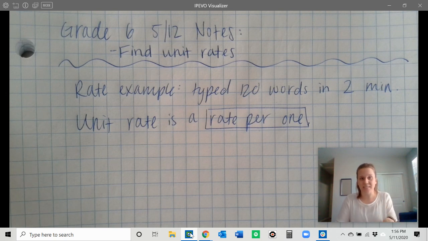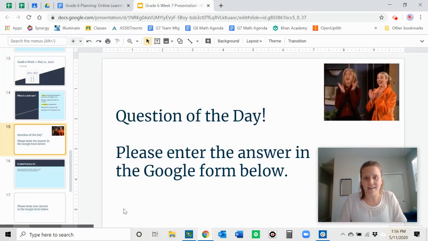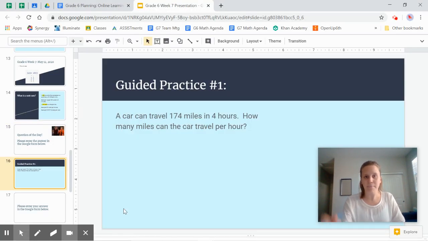Awesome. So if you haven't already, pause the video here and make sure that's typed in for question of the day. Let's get started on some practice questions. Here's number 1. A car can travel 174 miles in 4 hours. How many miles can the car travel per hour?